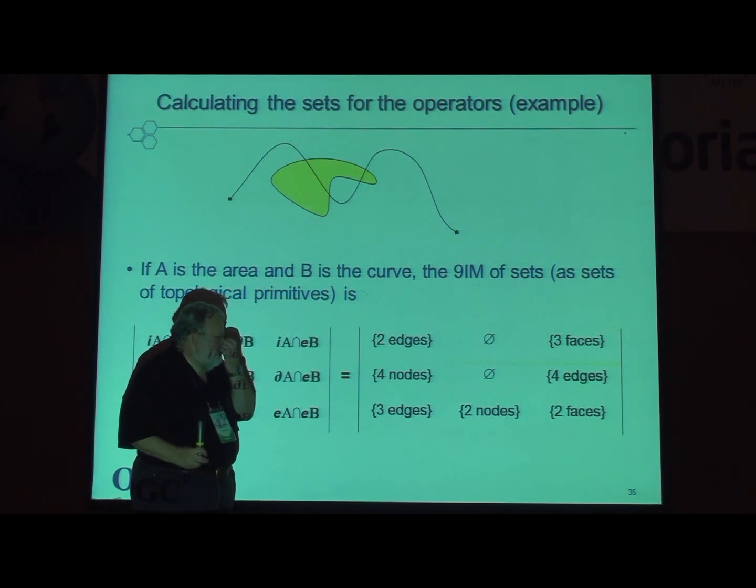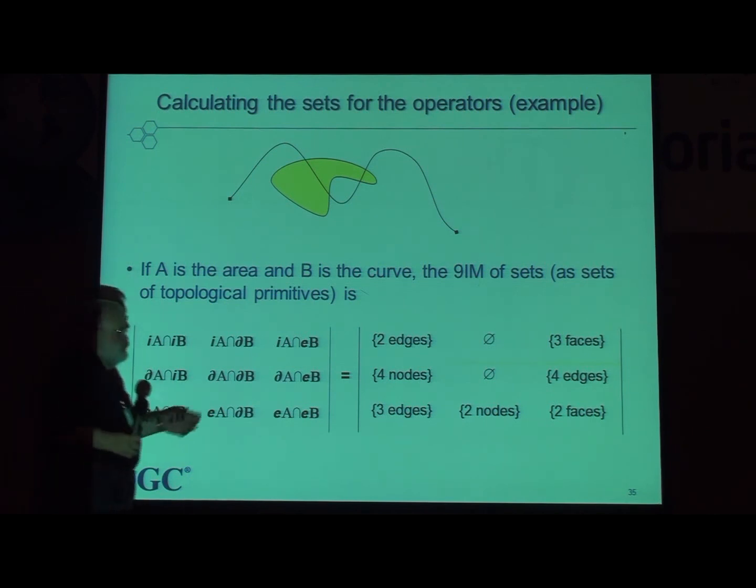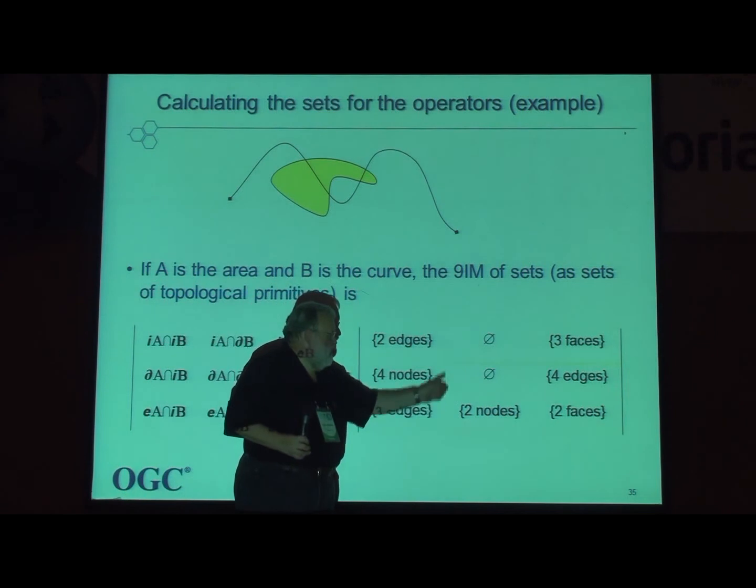That's not right. Oh, yeah. Okay. The interior of B is 5 edges, 1, 2, 3, 4, 5. It doesn't contain the 2 nodes of the end. That's where I lost the 2. Sorry. So the arithmetic is right. So if you actually go through this is what you get.